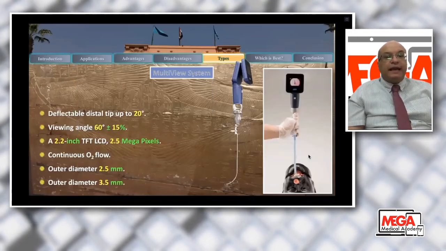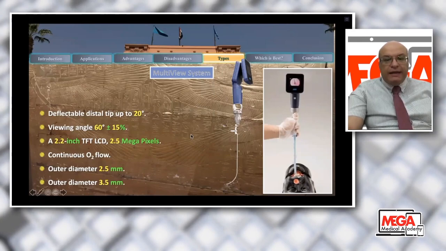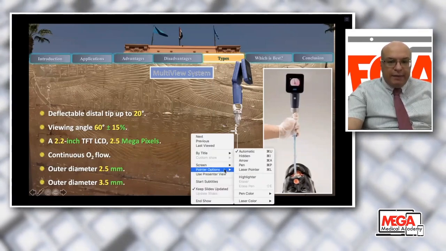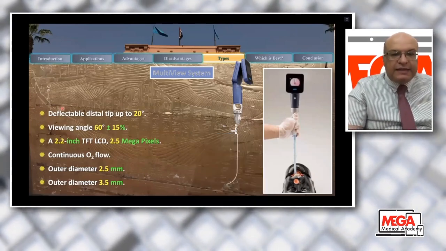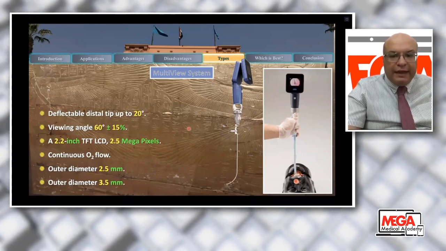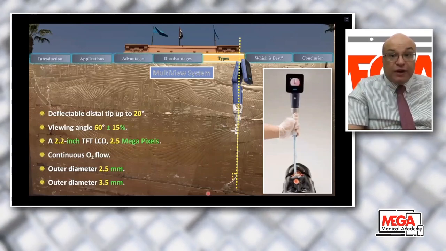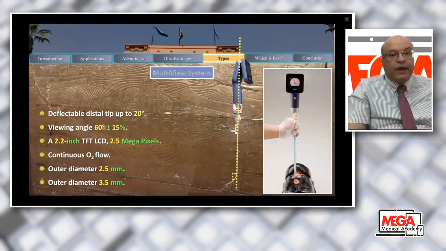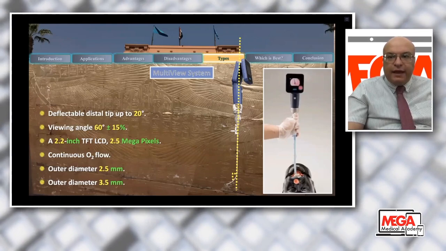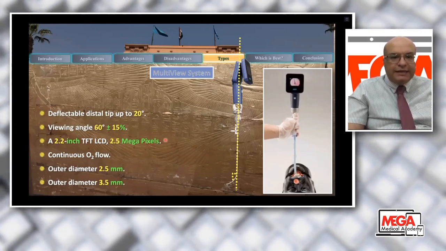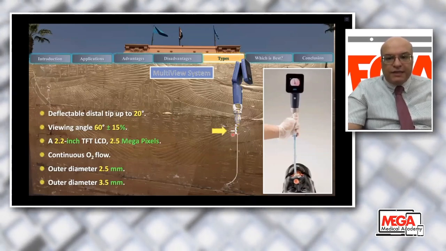The next one of the stylets is Multi-view. The difference here between Bonfils and Multi-view is the tip here is deflectable. That means you have a handle in your hand and you can change the angle here. It's deflectable up to 20 degrees. Here is 20 degrees. You can move the tip up and down like a mobile stylet, like the Schroeder stylet, if you know about it. The viewing angle is variable, 60 degrees plus or minus 50%. There is a portable screen on the handle, a 2.2 inch LCD screen with 2.5 megapixels. You can also apply continuous oxygen from this port.